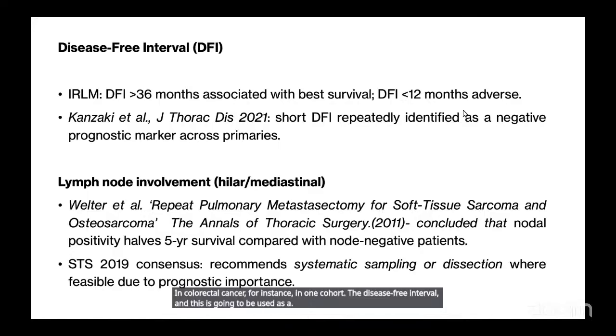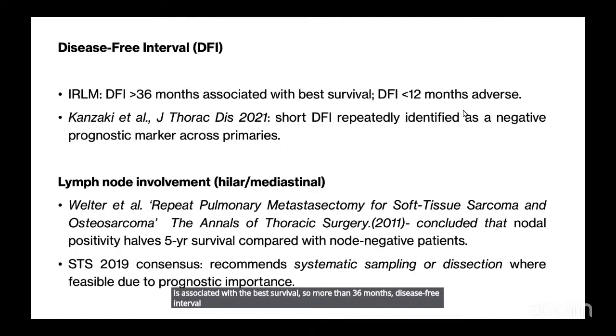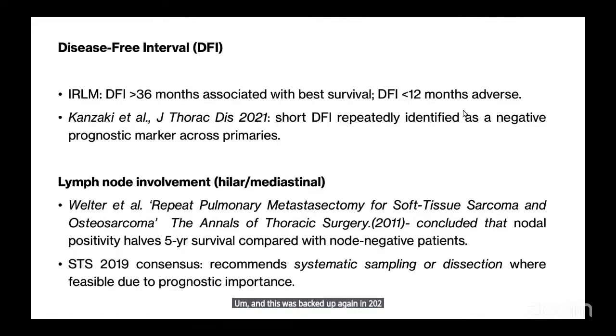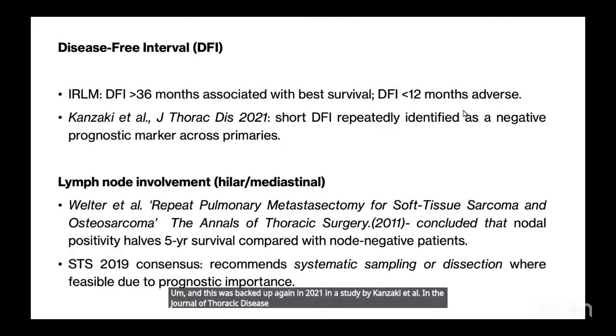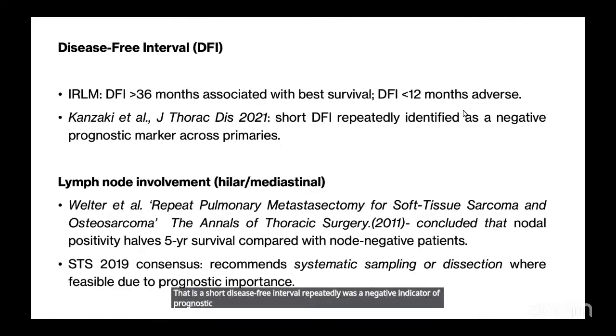The disease-free interval is going to be used as an indicator of the aggressive nature of the cancer. A longer disease-free interval is associated with the best survival. So a disease-free interval of more than 36 months gives a much better outcome than, say, a patient who has a disease-free interval of under 12 months. And this was backed up again in 2021 in a study by Kanzaki et al. in the Journal of Thoracic Disease. They concluded there that a short disease-free interval repeatedly was a negative prognostic marker across primaries.